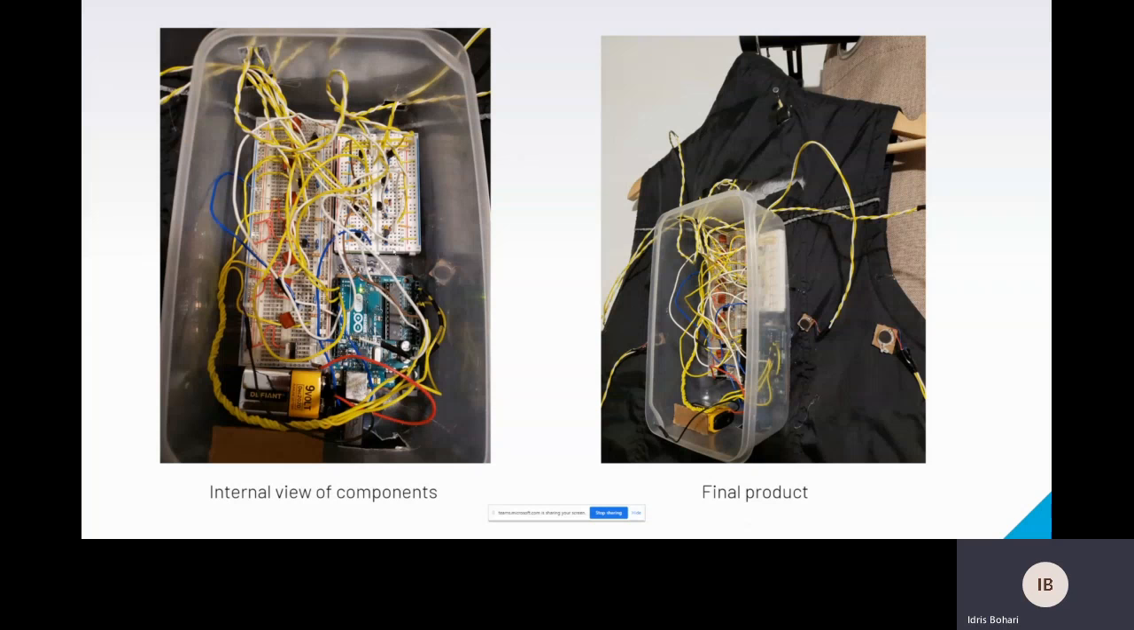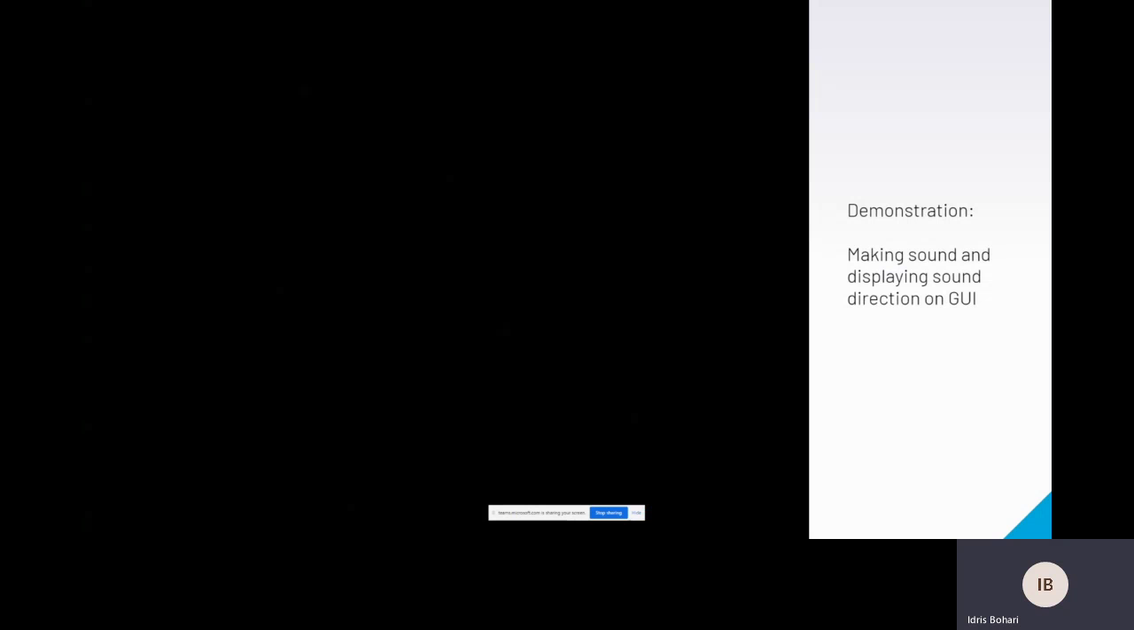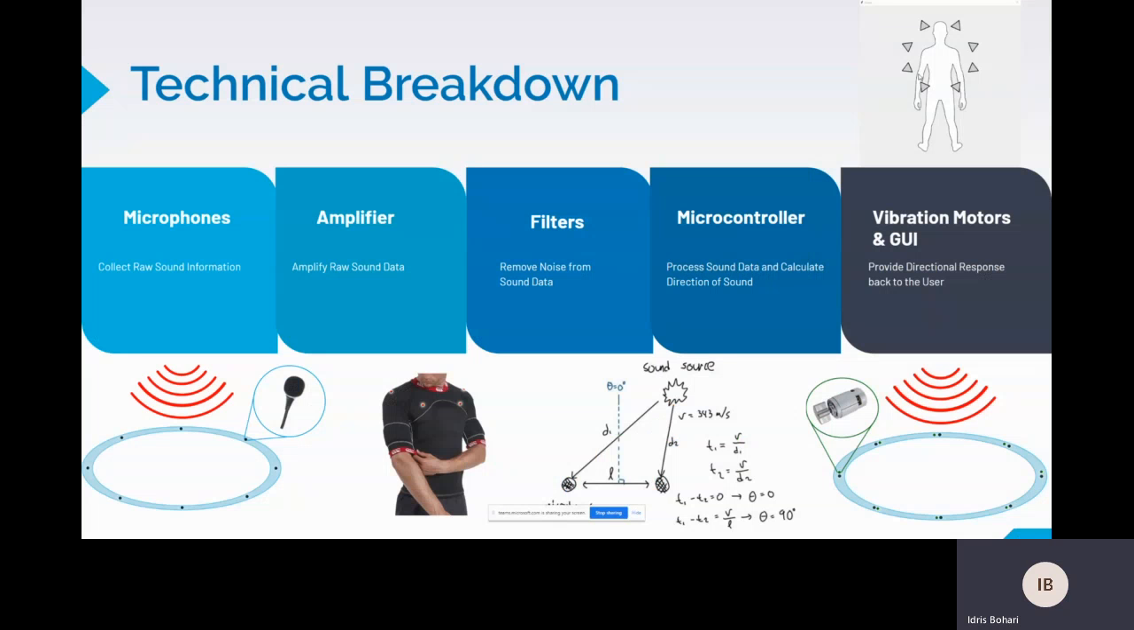Here are some pictures. Here's all the circuits we used in the microcontroller. Then we used the battery to power it, so it could be wireless in the future. The microphones are on the collar area up at the top, and the vibration motors are on the waist. As you can see, we were able to pinpoint on the GUI around 8 different directions of where the sound is coming from, which is around 45 degrees of accuracy.